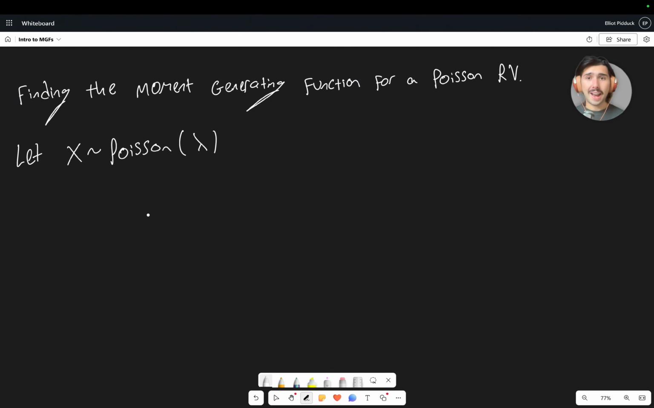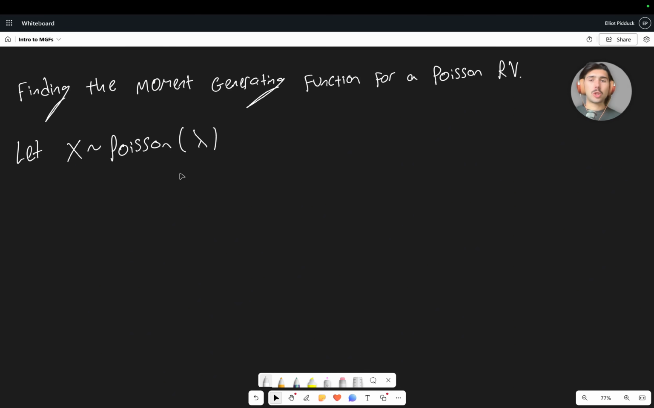Okay, so we're going to actually find the moment generating function for a Poisson distributed random variable. So let's say that we have a random variable x and it has a Poisson distribution with a parameter lambda. Let's derive the moment generating function. So guys, remember that the Poisson distribution is a discrete probability distribution. So x is a discrete random variable.